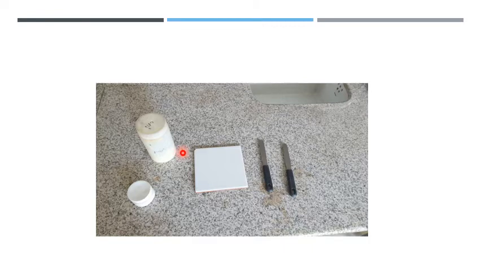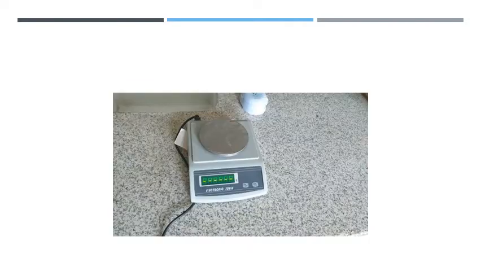Now, here is a picture of the apparatus. The white one is the ointment slab. These are the spatulas. That is the container in which you have to put the sulfur ointment. And that is an electronic balance, which is used for measuring the sulfur and the paraffin.